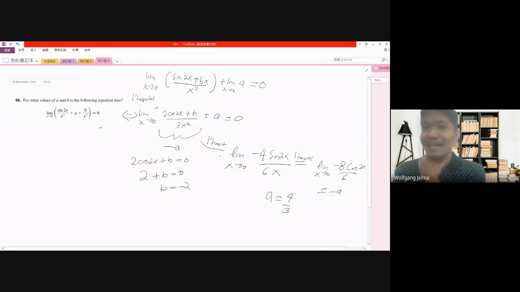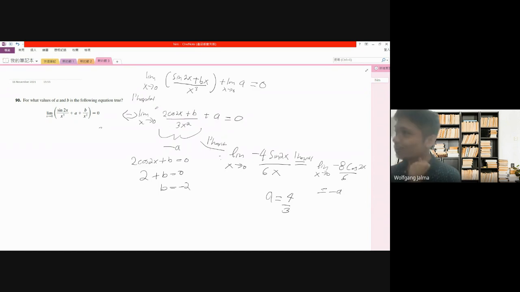You get why a is not 0 here, because the first part is not 0 too. So if a is 0, then the equation becomes minus 4 over 3. So it does not become 0. That's why a should be 4 over 3.